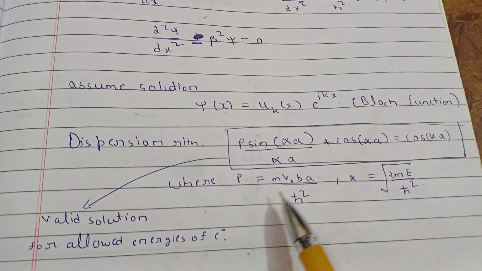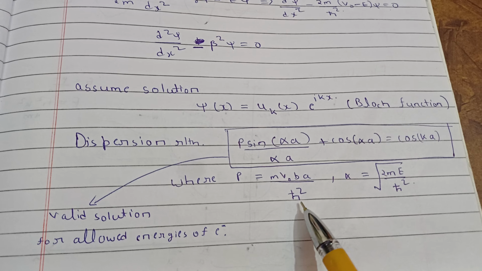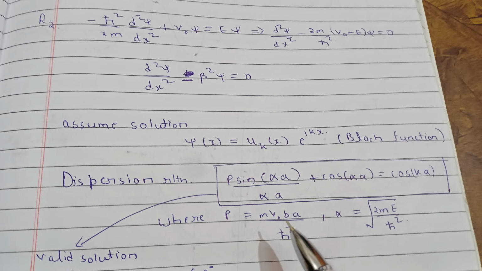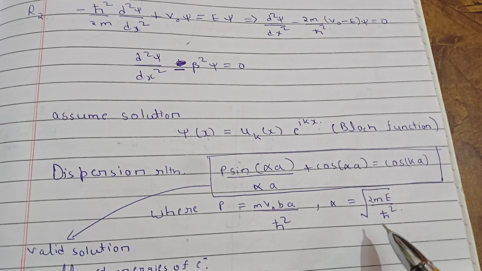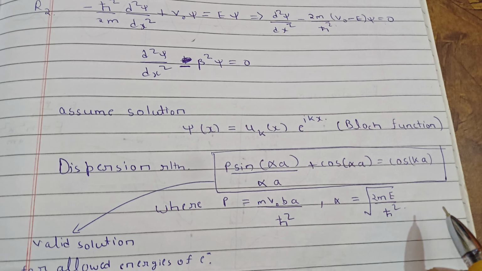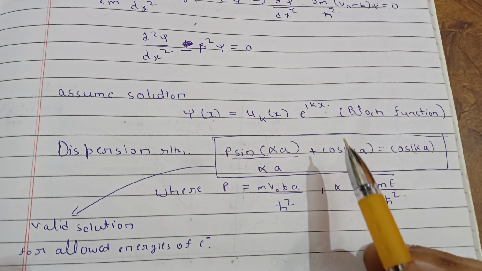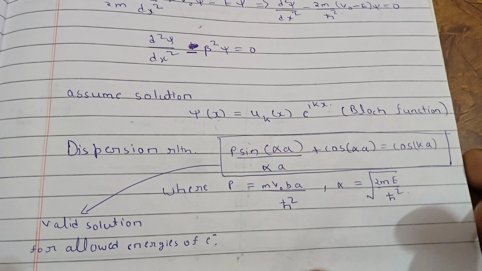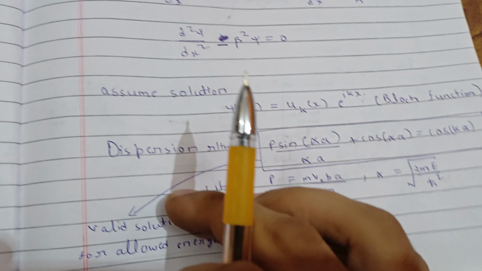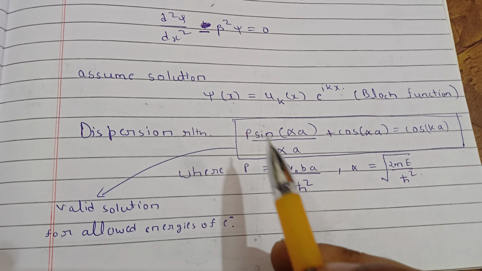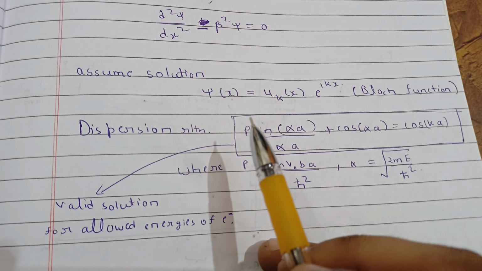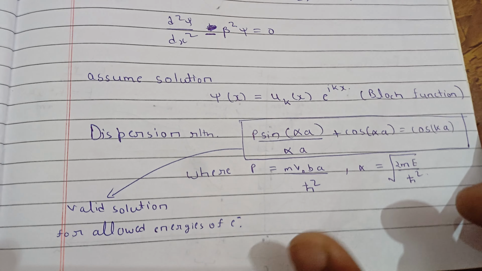Here P is nothing but m V naught b a divided by h cut square. You know what b and a are, and you know what V naught is, that is the potential, and alpha is 2mE divided by h cut square. So you have this equation. Now let's see what is the use of this equation. Actually, in the Kronig-Penney model, this equation is all you have, and it is everything you have.